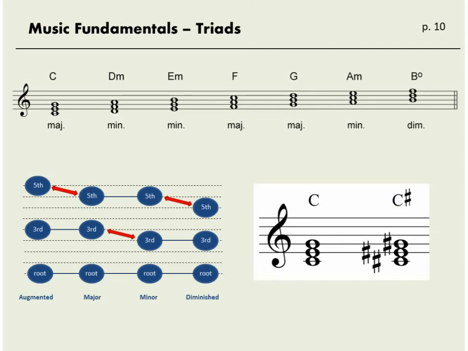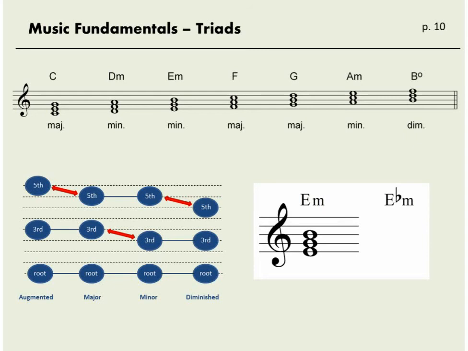How would we spell E flat minor? Well, E, G, B is already minor, and so if we lower all 3, E flat, G flat, B flat, that has to also be minor, and so that's how we spell E flat minor.